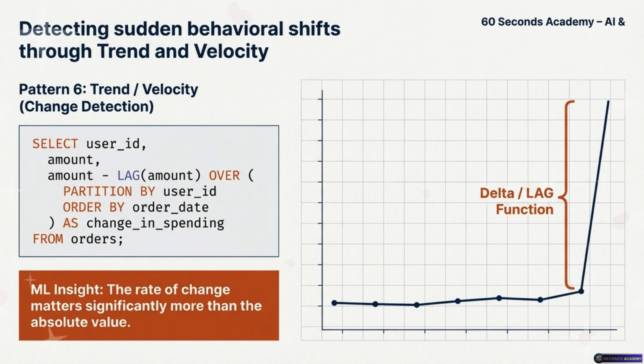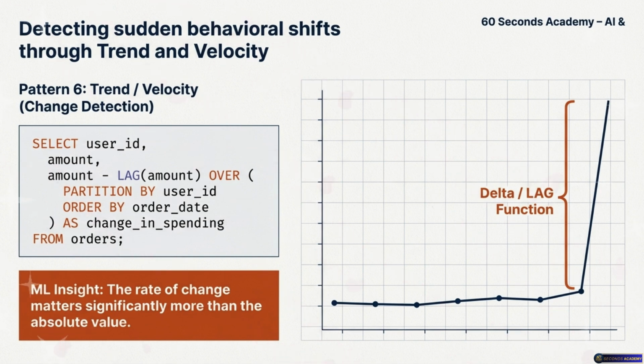Give me an example of how velocity catches what an absolute number misses. Let's say a user typically spends $5 a day on coffee. Today, they spent $5,000 on electronics. If your feature just looks at the absolute value, $5,000, it might not trigger a severe flag because plenty of wealthy users on the platform legitimately spend $5,000 a day. Right, the number itself isn't necessarily bad.